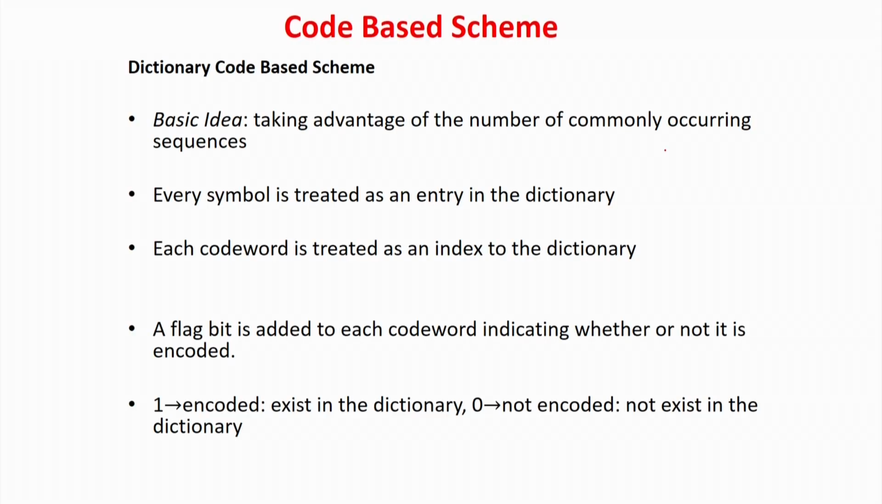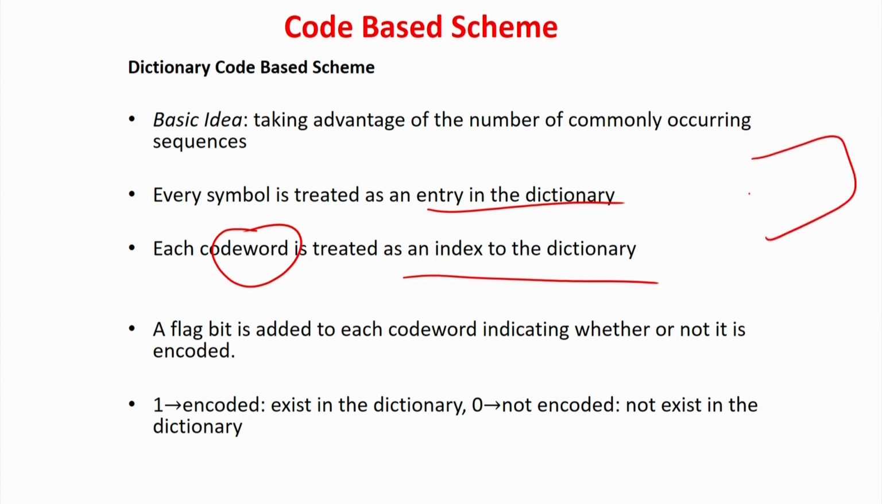Next we are going to take a dictionary based approach. The idea is taking advantage of commonly occurring sequences. Each symbol is treated as an entry in the dictionary. In the previous example we made chunks of 4, 4, 4 and made a symbol, and it will be an entry in the dictionary. Each code word is treated as an index to the dictionary. That means there will be a dictionary with all the symbols like S0, S1, S2. Symbol means basically your test patterns.